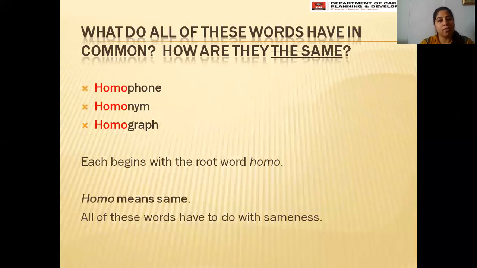What do all of these words have in common? How are they the same? The words which seem similar but are very different in meanings are known as homophones. So we have three different categories: homophones, homonyms, and homographs. Each begins with the root word homo. So what does homo mean? Homo means something which is the same, similar. All of these words have to do with sameness. Every word which comes under this category is the same in one way or the other. So we will focus on homophones, homonyms, and homographs and what is similar in them.